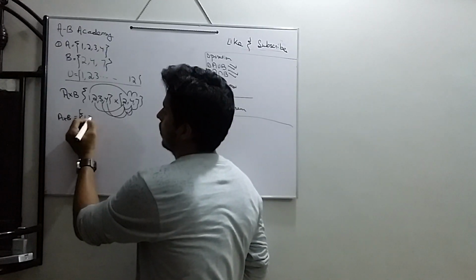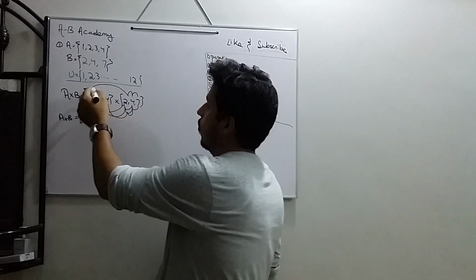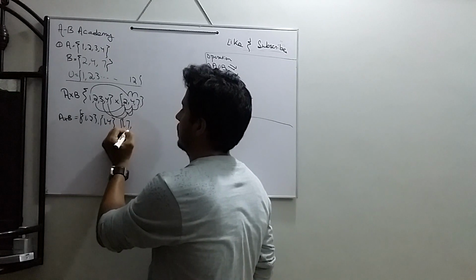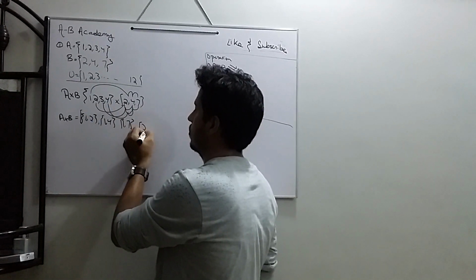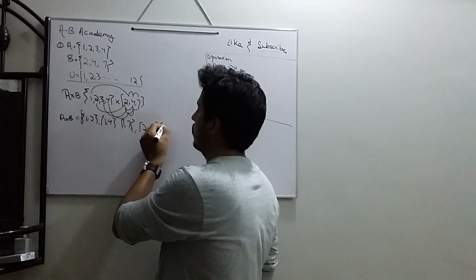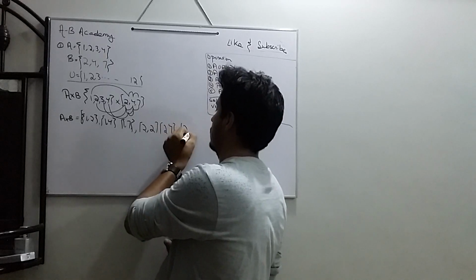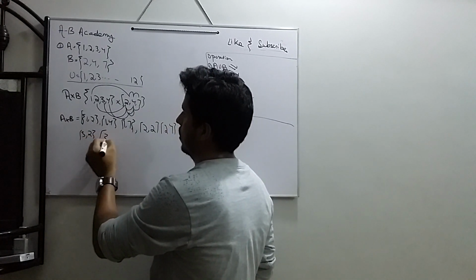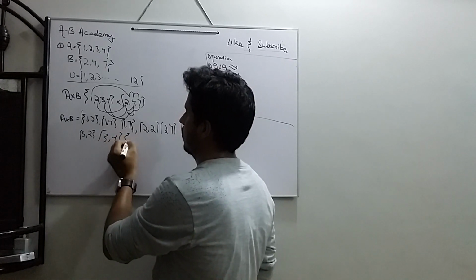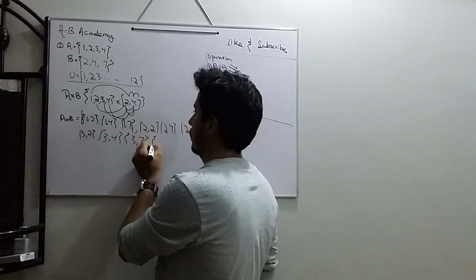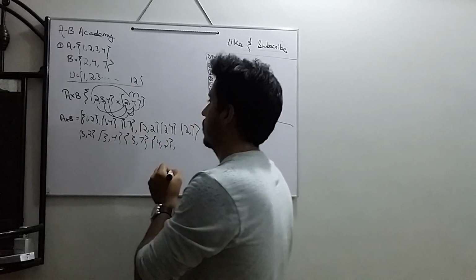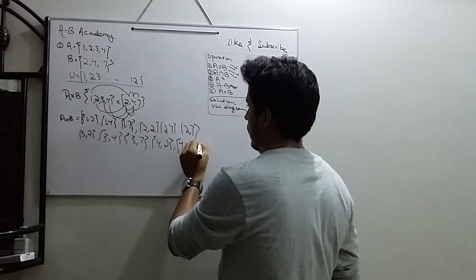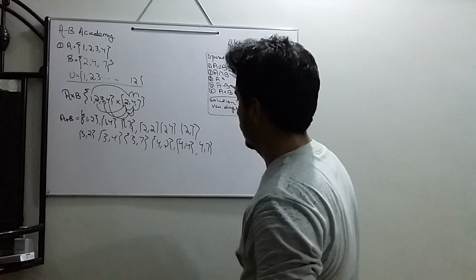1, 2: 1 comma 2. Okay, 1, 4: you put a comma, 1 comma 4. 1, 7: 1 comma 7, and onwards 2, 2, 2, 4, 2, 7, and then 3, 2, 3, 4, and 3, 7, 4, 2, 4, 4, and 4, 7. Okay?